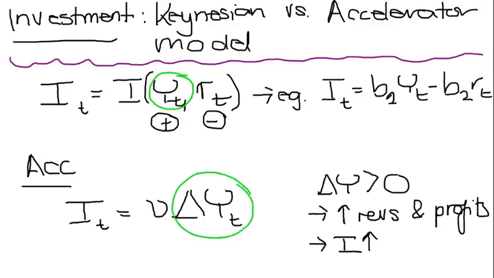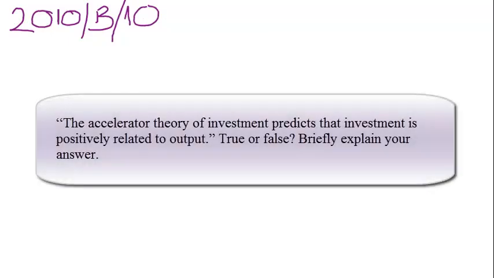investment function, okay? To see why, let's have a look at a past exam question. So this is question 10 from 2010 Zone B, and it says the following. The accelerator theory of investment predicts that investment is positively related to output, true or false.